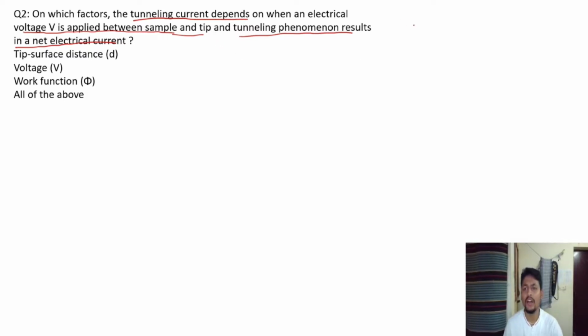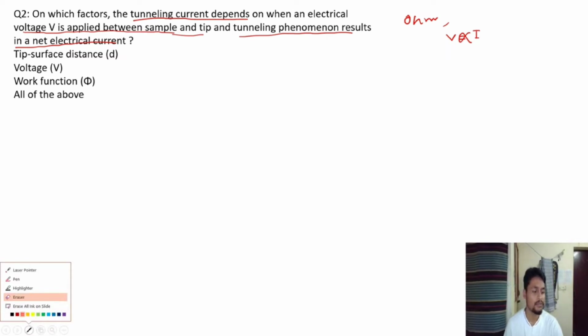If we go by Ohm's law, what do we know? We know that the voltage is proportional to I, right? That means the current depends upon the voltage.